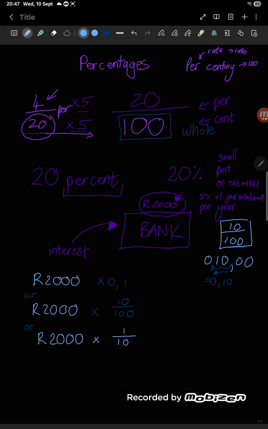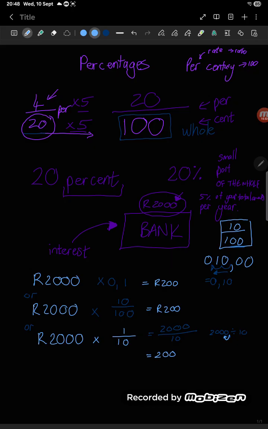Which gives me 2,000 divided by 10. And what do I do when I divide by 10? I take the comma back one space. So 2,000 divided by 10, your calculator should give you that it's 200 Rand. You can do it on your calculator, but it's the same process. I can take the comma one back and I've got 200. Okay, 3 different ways of thinking about it.